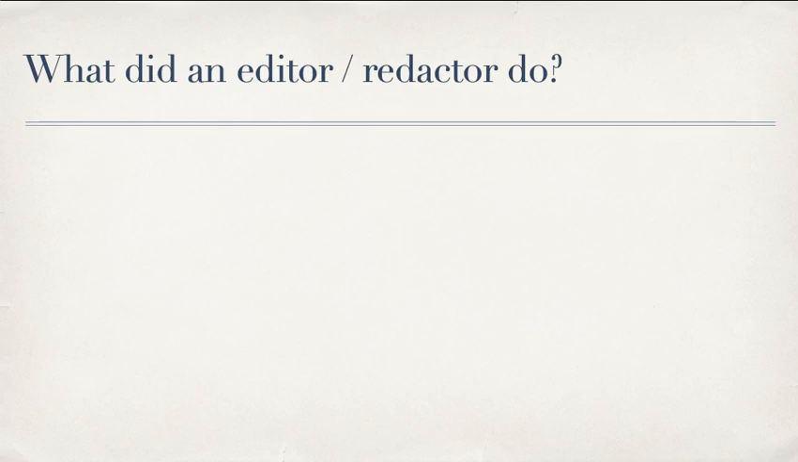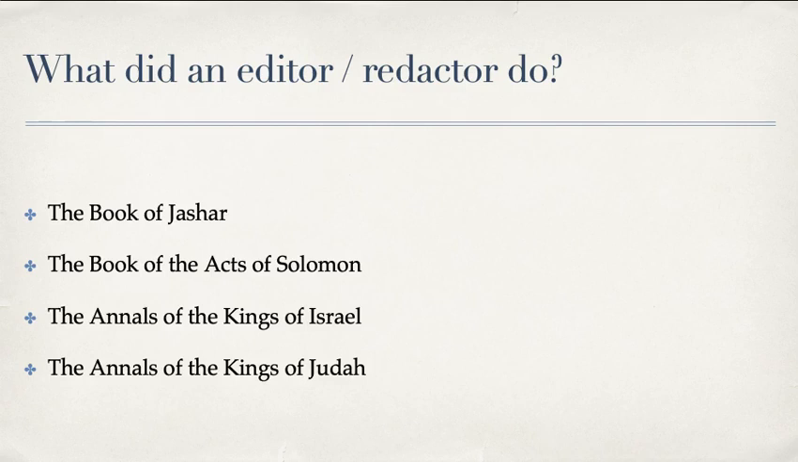In the book of Kings, for example, the writer says that he obtained information from the book of Jasher, the book of the Acts of Solomon, the Annals of the Kings of Israel, and the Annals of the Kings of Judah. And sometimes we get this information in the context where he might say, for example, as for the rest of the deeds of King so-and-so, are they not found in the book of the Annals of the Kings of Judah? In doing this, the writer or redactor tells us two things.